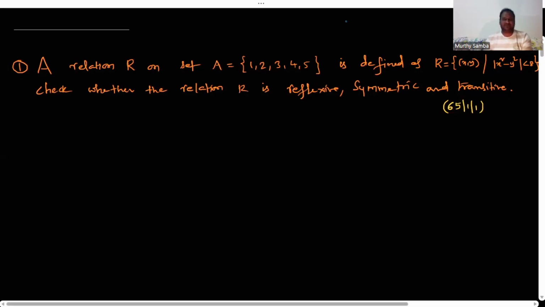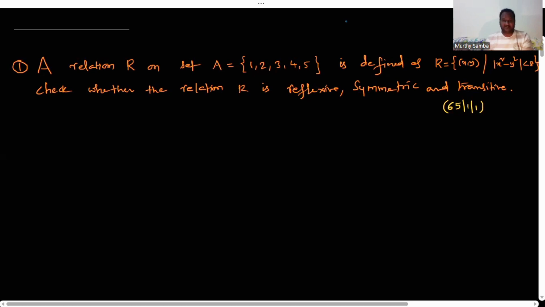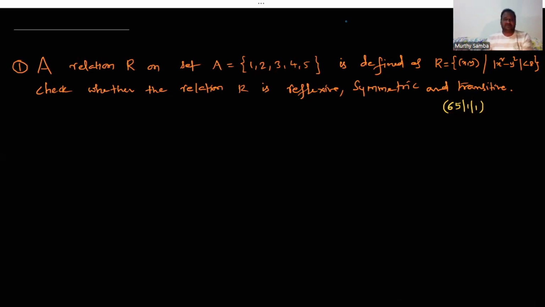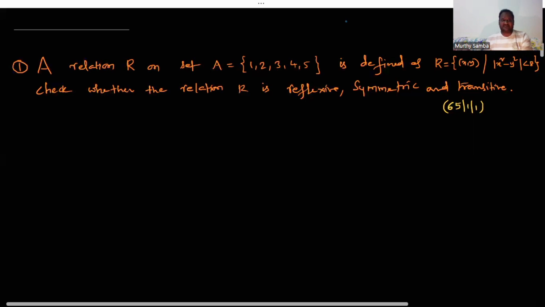So in this module, we are going to discuss the solutions of 2023-24 questions across all CBSE sets from the chapter Relations. See, the very first question: a relation R on the set A = {1, 2, 3, 4, 5} is defined as R = {(x, y) such that modulus of x square minus y square less than 8}.